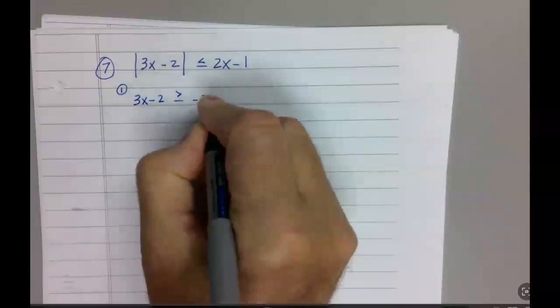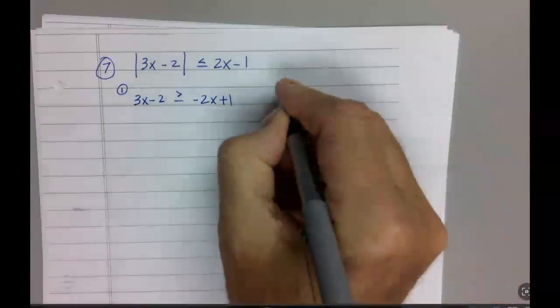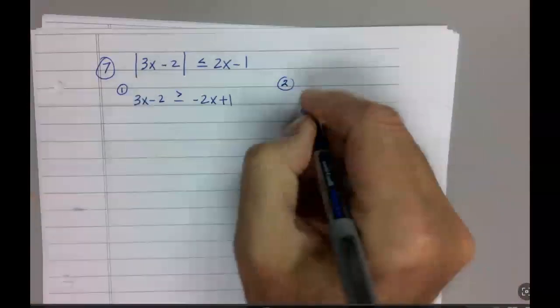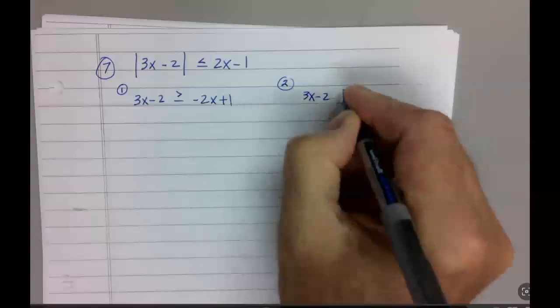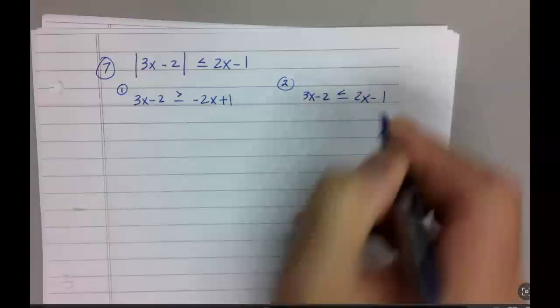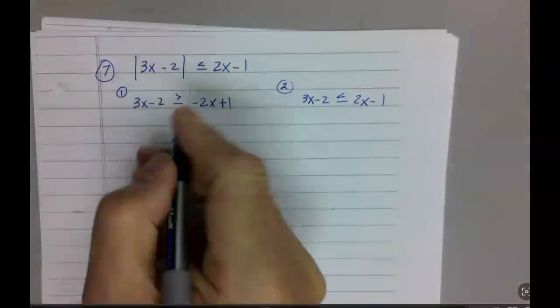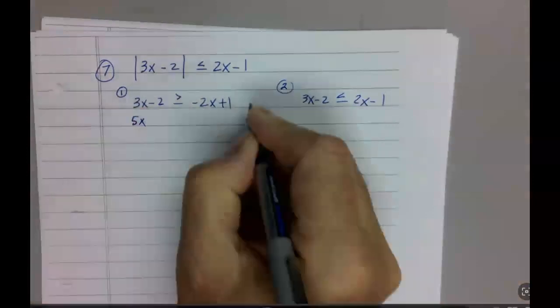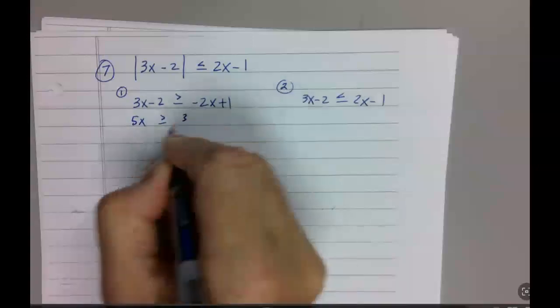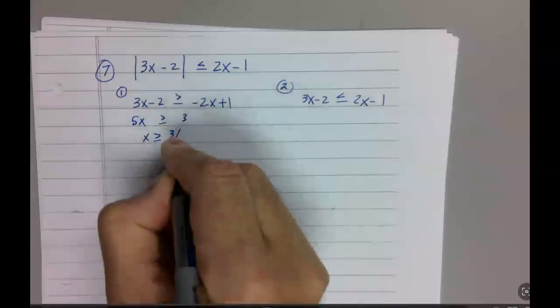Okay, the right side, switch it. Correct? So that's the negative side. And then the other one, just copy it down and get rid of the absolute values. Agreed? Okay, add 2x over here. Add 2 over there. So what do I get? 3. Divide by 5. So that's 3/5.